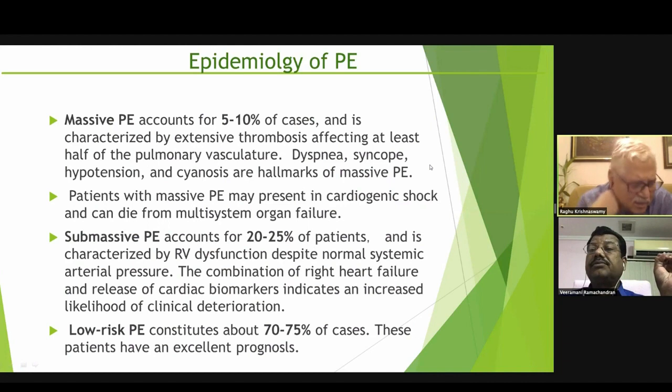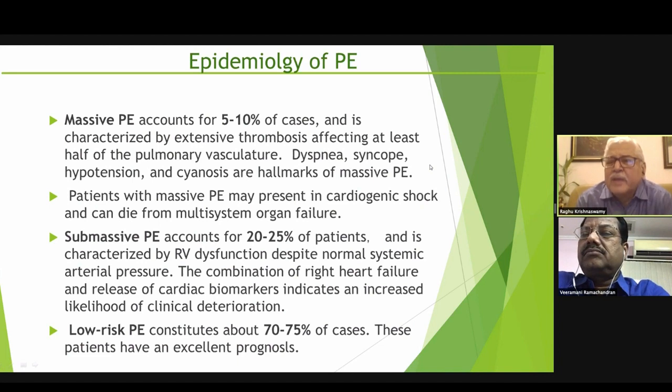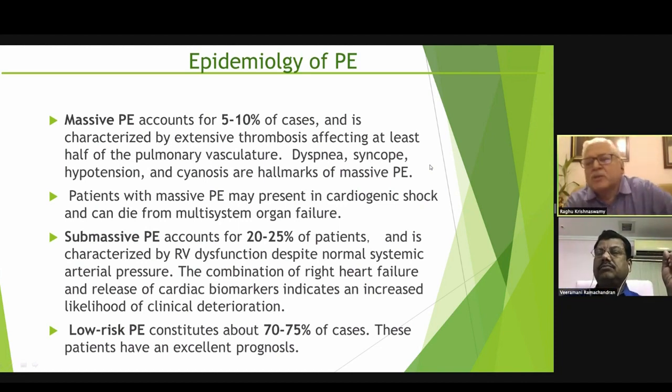In this case, Dr. Veeramani, I would put it in the intermediate risk category, because there is no hypotension. However, I would possibly go in for a troponin test or a BNP, and if they are elevated, then he would move to an intermediate high risk category, and in such situations, because of the hypoxemia, as happened in our patient, the decision to thrombolyse is taken into account.